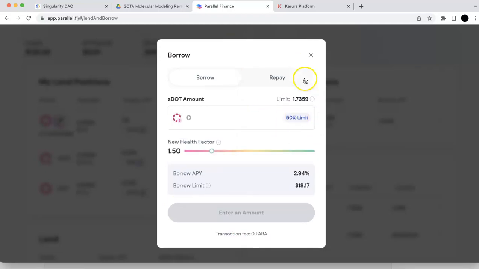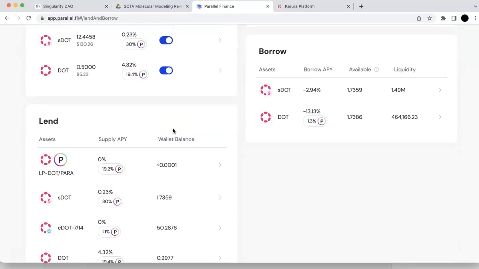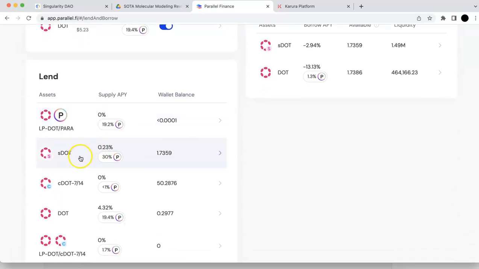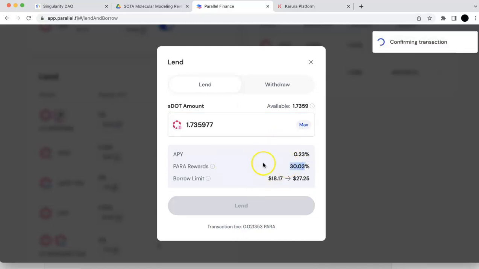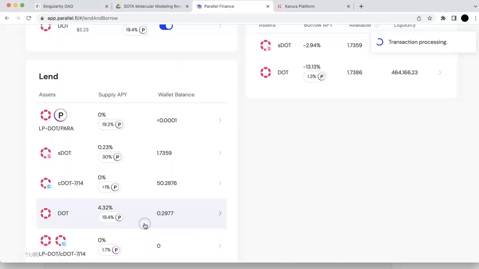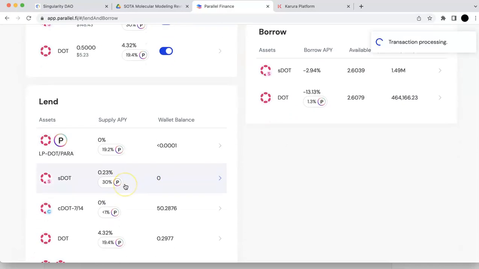So I can show you. I think I just borrow a little bit more, right? I borrow 50% of them, and then now I can lend that again. So I'm going to earn some actual APR. So now I'm going to lend that. So this process can keep going. I'm leveraging my staking now, because I borrow some SKSM and I lend it again.